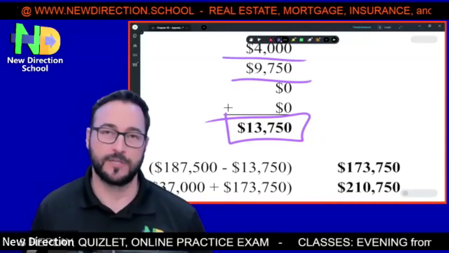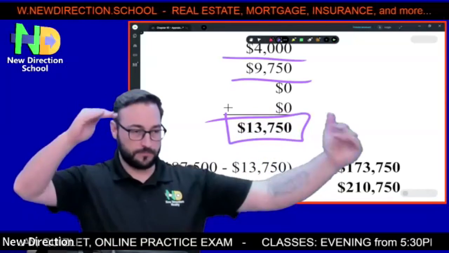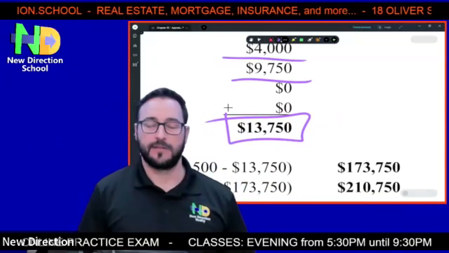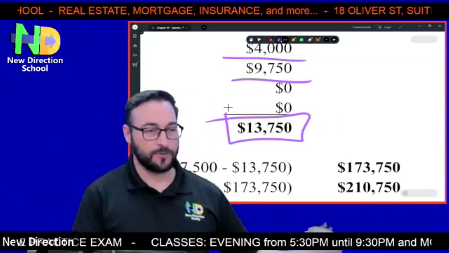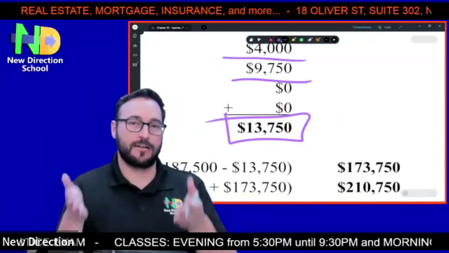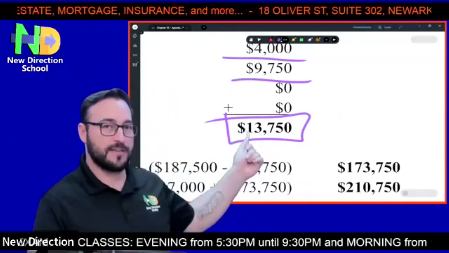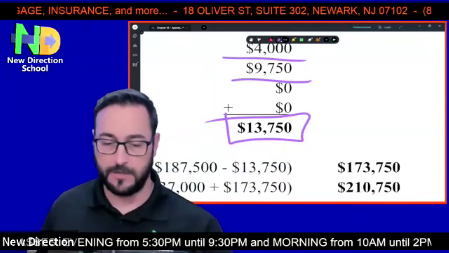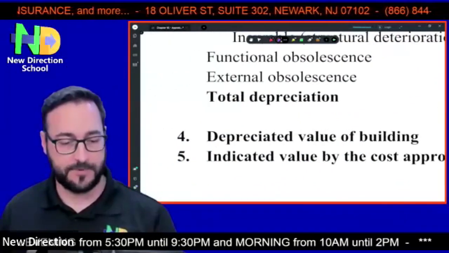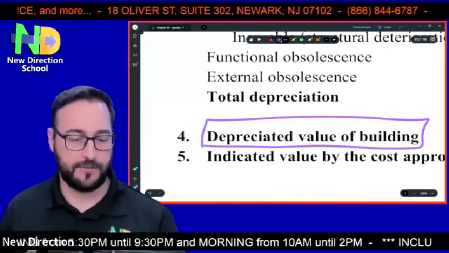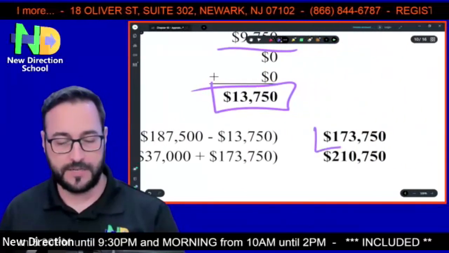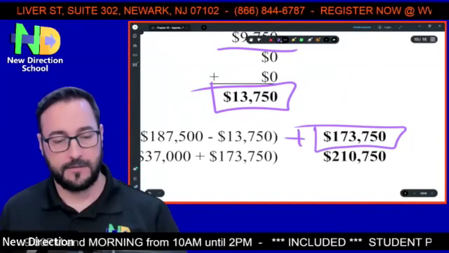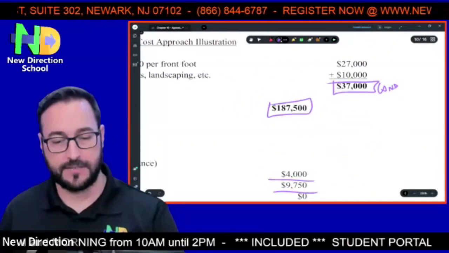Again, why do we have to do this? Because the cost to build new is 187, but there's things we cannot do right now with the property. And we're estimating, we're not knocking down the building, we're just estimating. So how do we estimate? We got to look at the current condition. So there's $13,000 worth of repairs that we cannot do or can do depending on whether they're curable or incurable, and we have to deduct. So that's step number 4. The depreciated value of the building is 173,750. So we're going to add the numbers on the right, the $37,000.